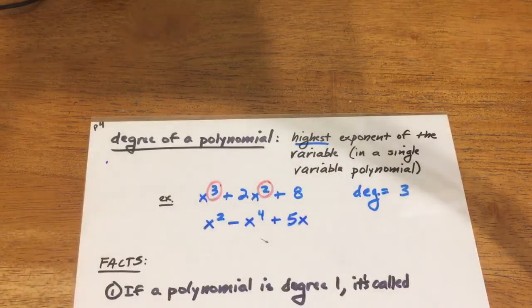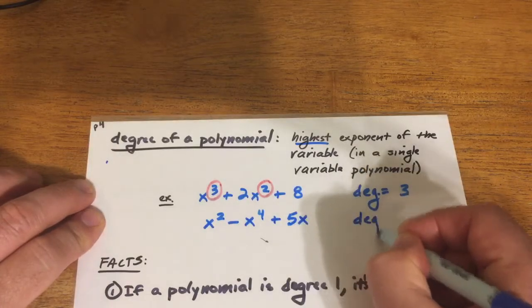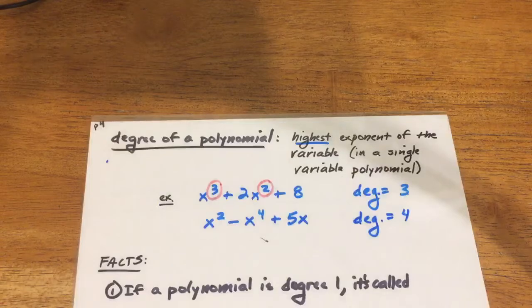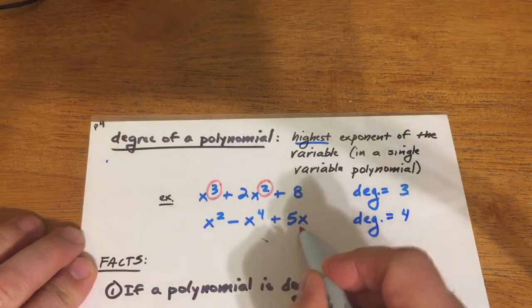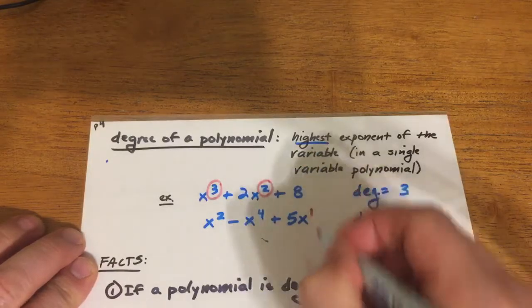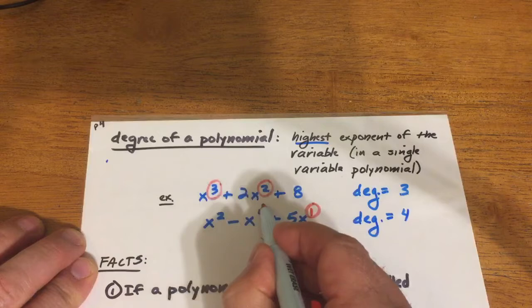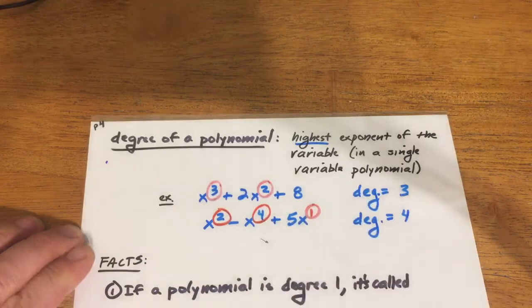I want you to pause it and try to figure out the degree of that. Okay, hopefully you figured out that the degree was what number? Hopefully you got 4. We look for the greatest exponent. Here, this x automatically defaults to an exponent of 1. We don't even need to write it in, but we know it's a 1. Here we have a 4. Here we have a 2. 4 is the greatest number, so it's degree 4.